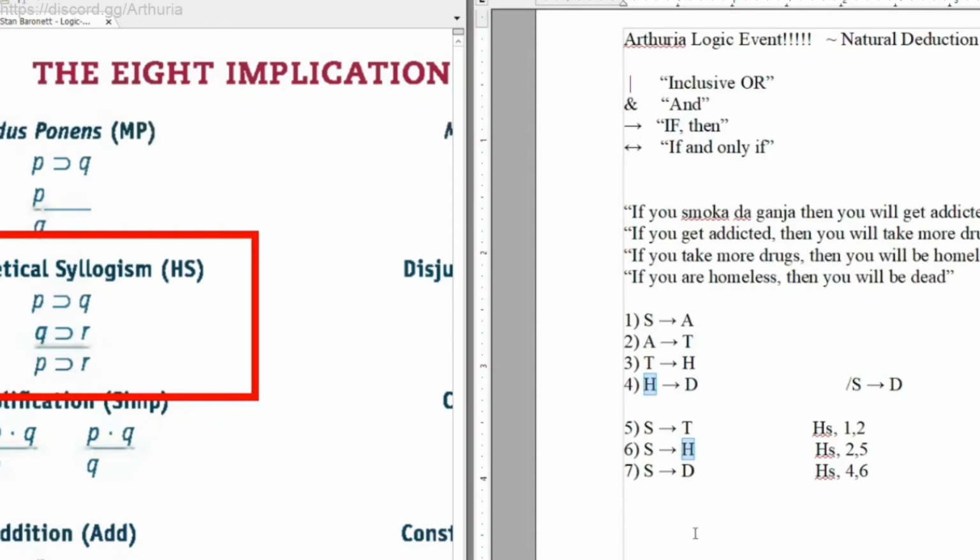Because I was imagining, like, instead of always starting with S, I was imagining a hypothetical syllogism of S to T, and then a hypothetical syllogism of T to D, and then a hypothetical syllogism of S to D.